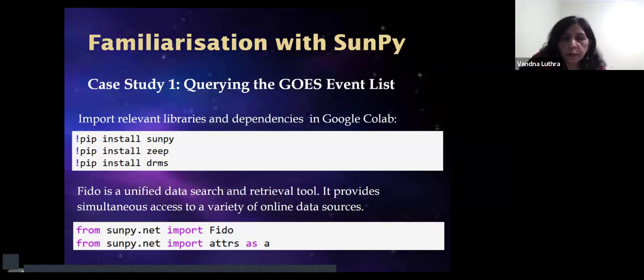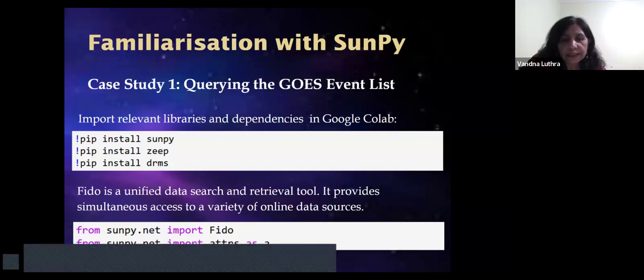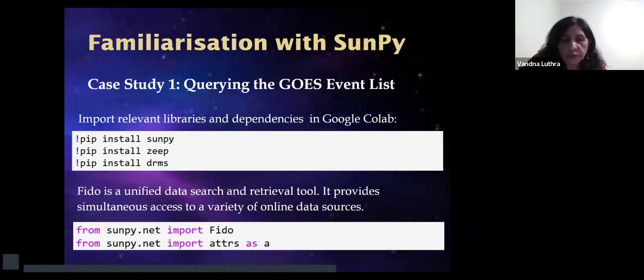here we will be using FIDO. We will be importing FIDO. FIDO is a unified data search and retrieval tool. It provides simultaneous access to a variety of online data sources. So it's a unified search tool as well as a retrieval tool, and many data can be accessed at the same time. From sunpy.net import capital F-I-D-O, and the second line would be from sunpy.net import attrs as a lowercase a. A is a brief symbol to import all the attributes of this particular requirement. A is for brevity. We can write a.time, and things like that.